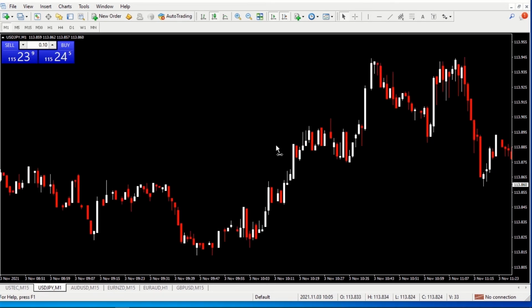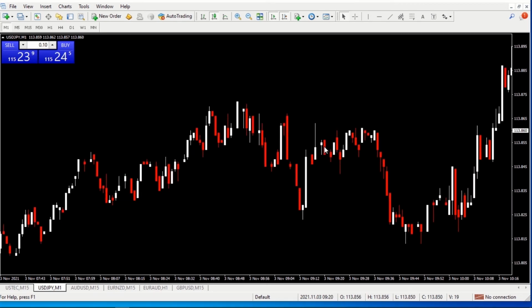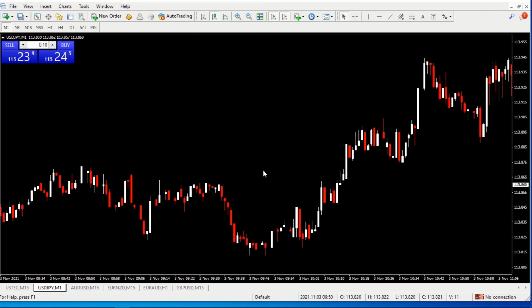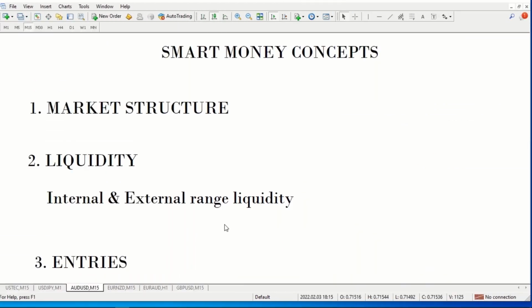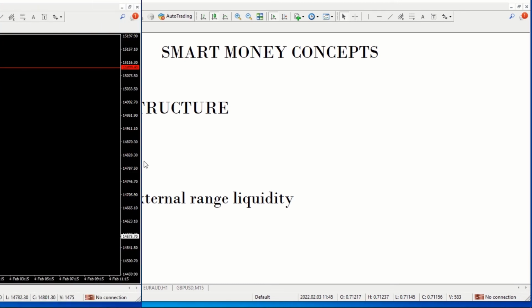Don't forget, smart money concepts always take into consideration market structure. After you identify the overall trend, then you look for liquidity and wait for price to clear liquidity levels. Then you start looking for your sells and buys.